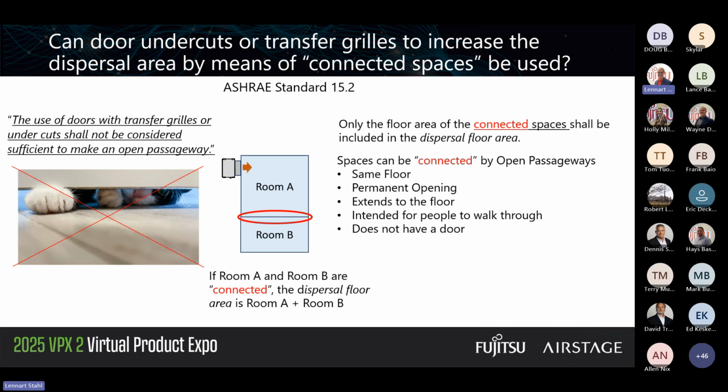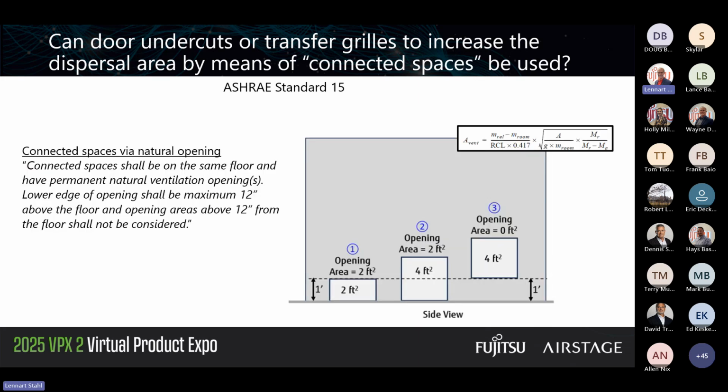It has to be a permanent opening, it has to go all the way down to the floor, and it has to be intended for people to walk through. It cannot have a door. So it's an open passageway, that's the way they define it. If it has a door, it can't be used because doors can be closed. There could possibly be some wiggle room on that, but it cannot have a door, and it has to be big enough for people to walk through. So that's standard 15.2.